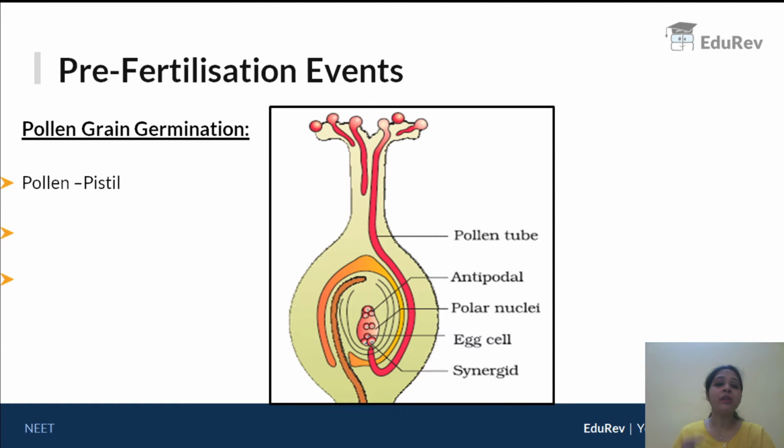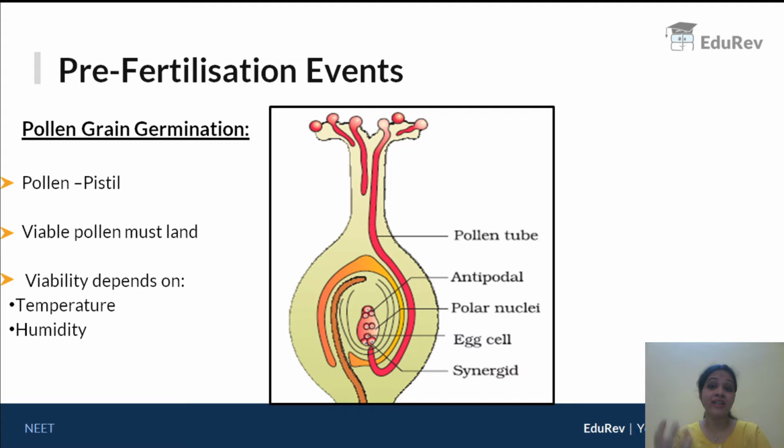So to start off with pollen grain germination, we must understand that the moment pollination takes place, pollen grains have fallen onto the stigma and a pollen pistil interaction begins to occur. However, we must remember for pollen pistil interaction to occur in a proper fashion, the pollen grain falling onto the stigma must be viable pollen grain. And viability of pollen grain is governed by two factors, those being temperature and the relative humidity of the area. Okay, so we need to remember these 2 points. Now, these 2 points are very important with regards to your NEET exam.